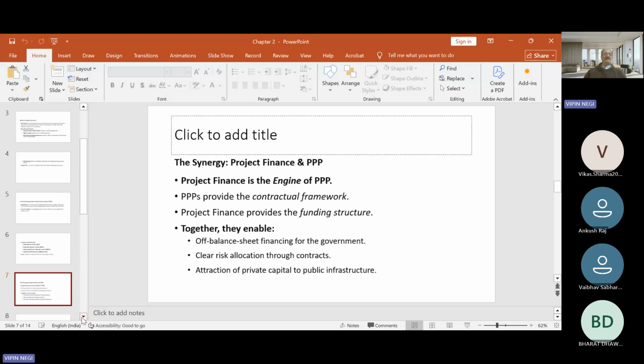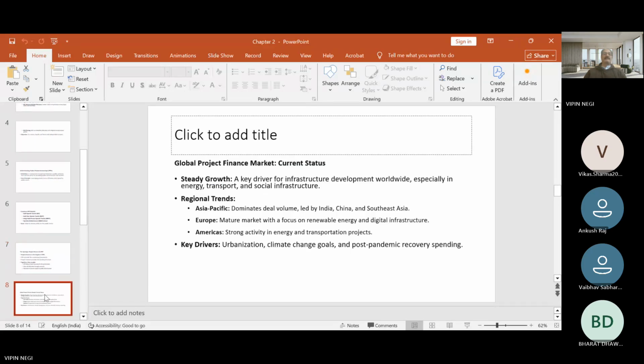The next one is the global project finance market. What is the present status? Currently, there is steady growth in project finance funding, a key driver for infrastructure development worldwide, especially in energy, transport, and social infrastructure. We had discussed this earlier in the previous lecture. A very important aspect is that there is very fast growth in this kind of financial market.